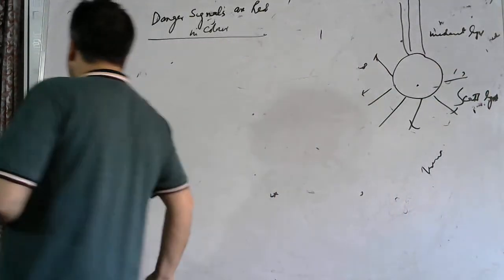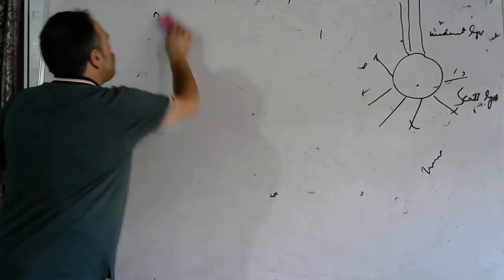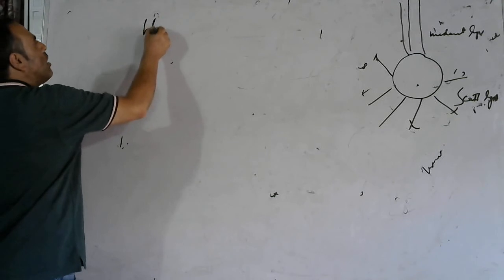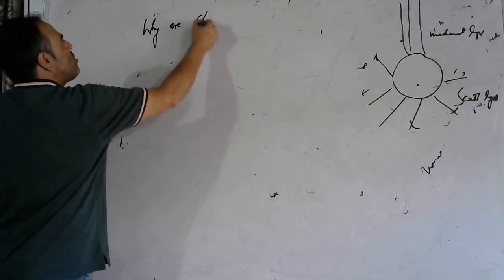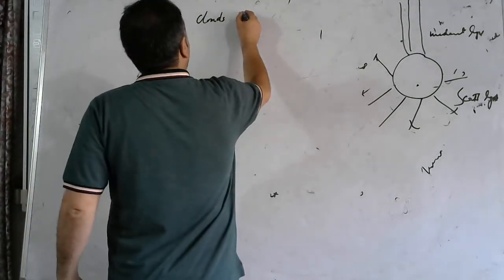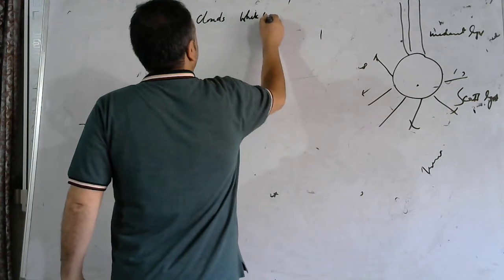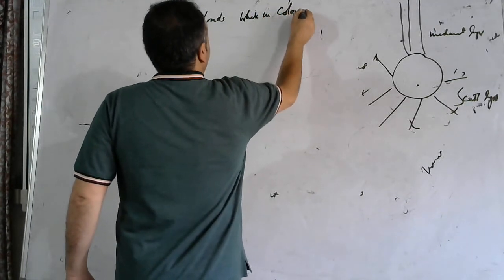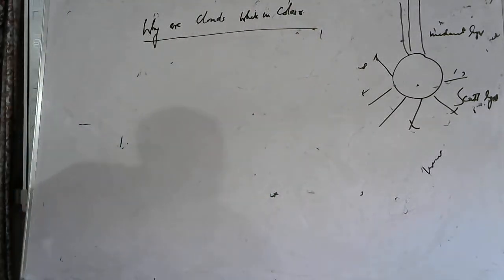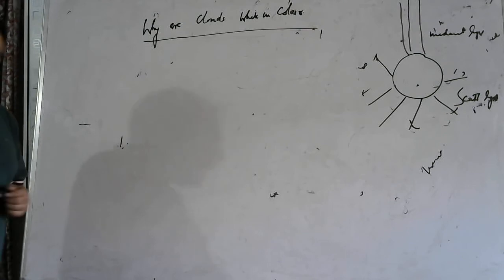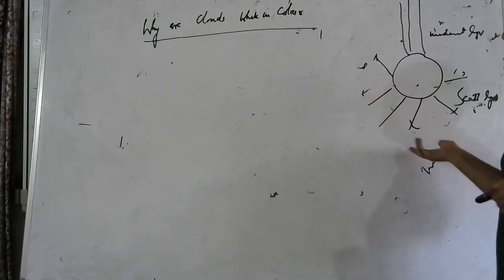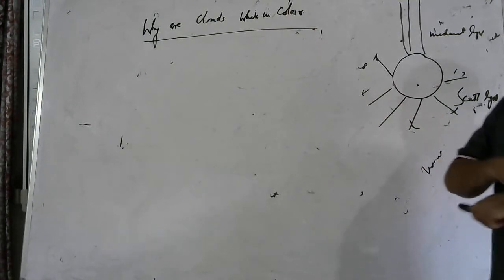Next phenomenon. You must have heard, children: why are clouds white in color? Clouds are white in color. That is discussed. We have studied why the sky is blue in color, why danger signals are red in color. Now let us discuss why clouds are white in color.